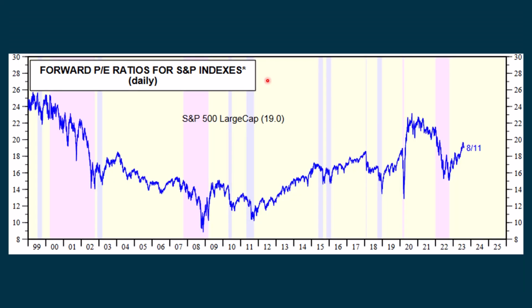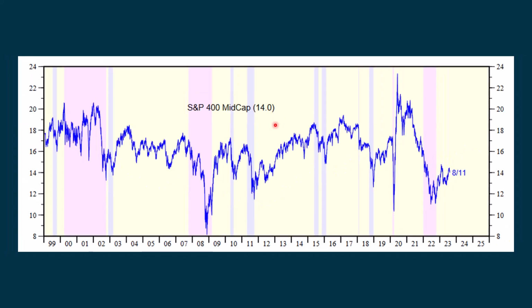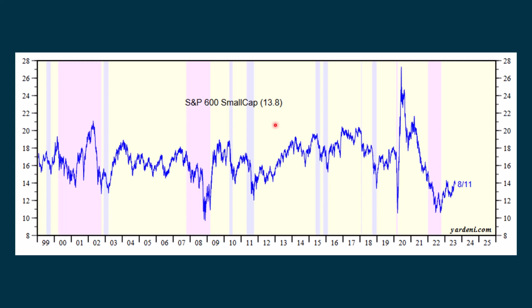But the market doesn't do that. They look forward. Right now, the forward-looking S&P 500 PE ratio is coming in at 19. We're under that 20 mark, but we're above 15. When we look at the mid-caps, we're under 15 and we're coming in at 14. And with the small caps, we're even under 14 at 13.8. So we're more fairly valued with the small caps and the mid-caps.